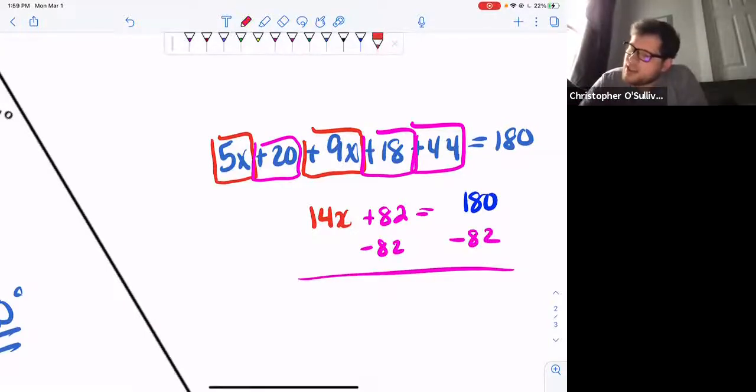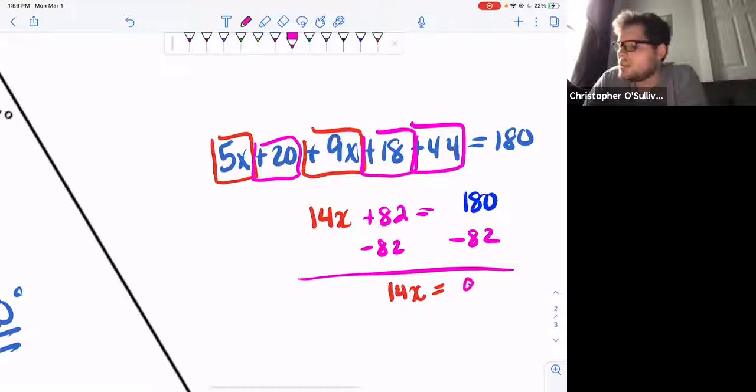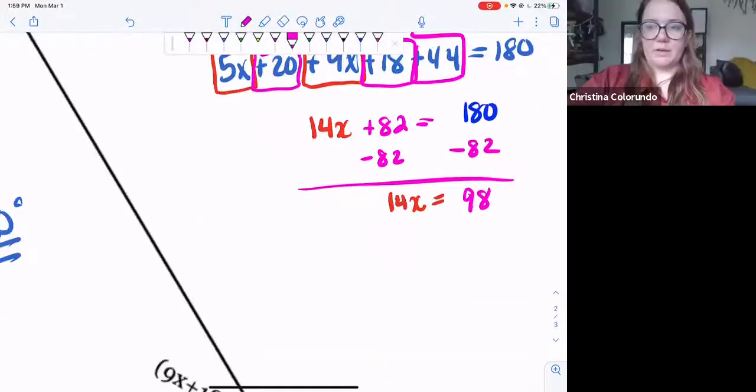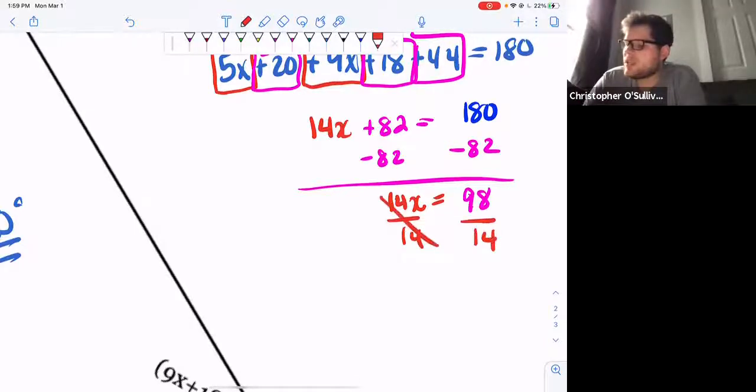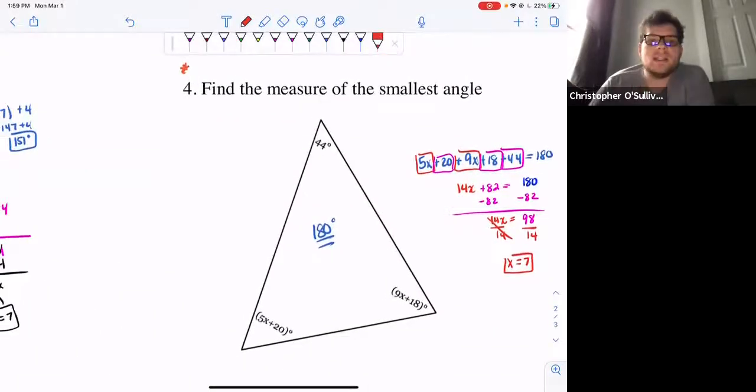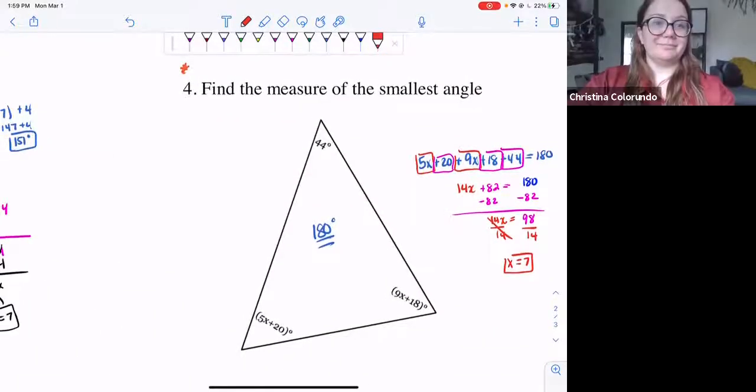I get 14x equals 180 minus 82 is 98. At least I hope it is. And then last but not least, how do I get rid of my 14? Divide both sides of the equation by 14. Perfect. So divide by 14 and I get x is equal to 7. Now, Miss C, we're done with this problem, right? It says find x, correct? Correct. Yeah, so we're done.